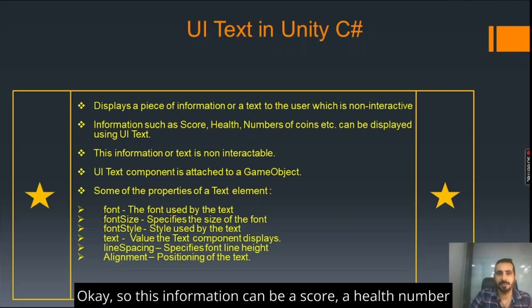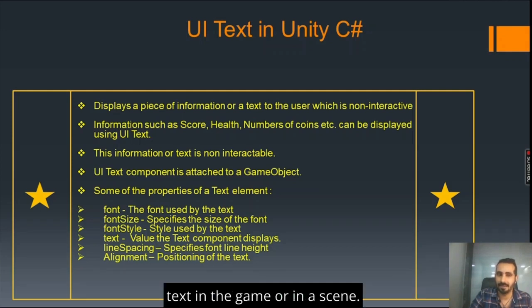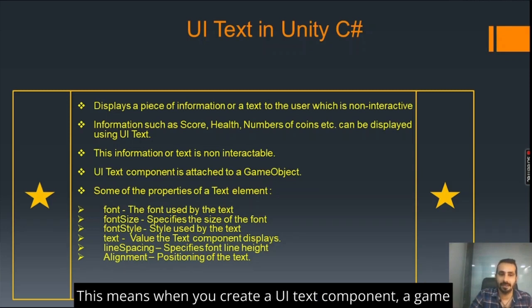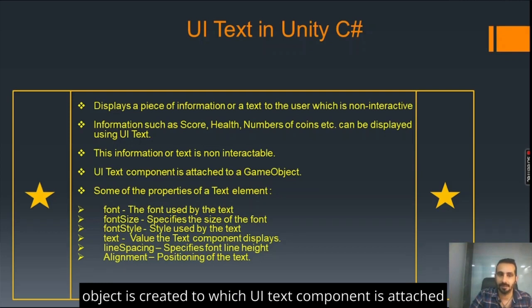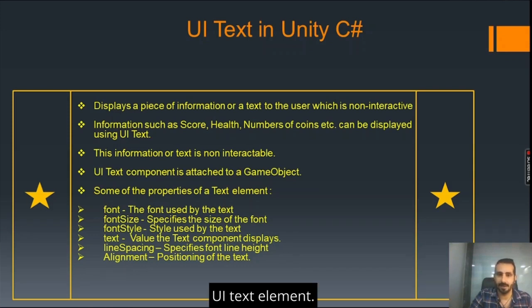This information can be a score, a health, number of coins, etc., which are generally displayed using UI text in the game or in a scene. UI text component is attached to a game object. This means when you create a UI text component, a game object is created to which the UI text component is attached. Now there are some properties for a UI text element.